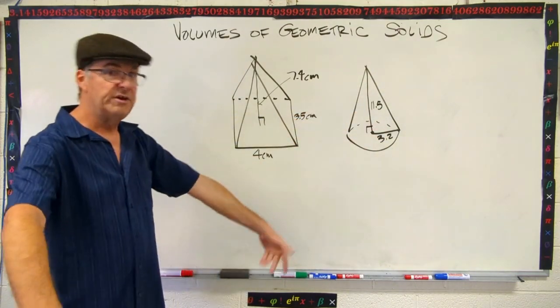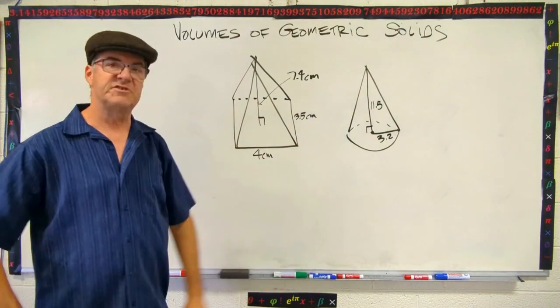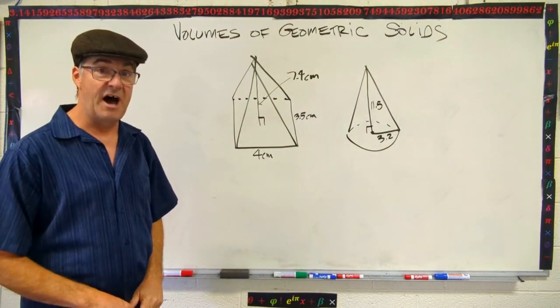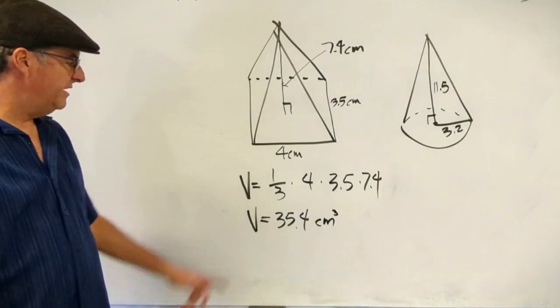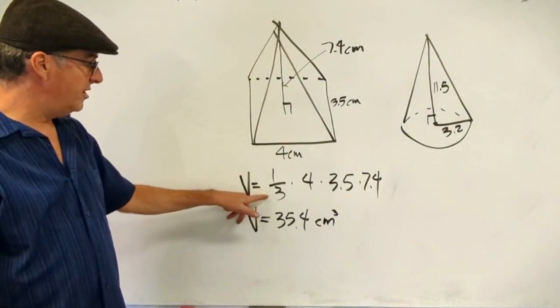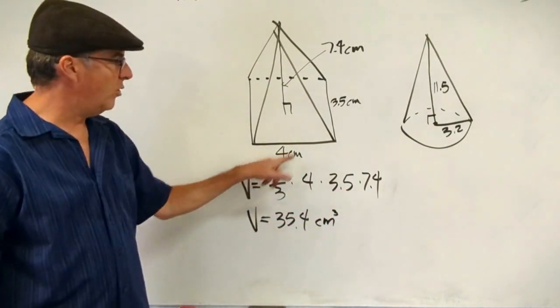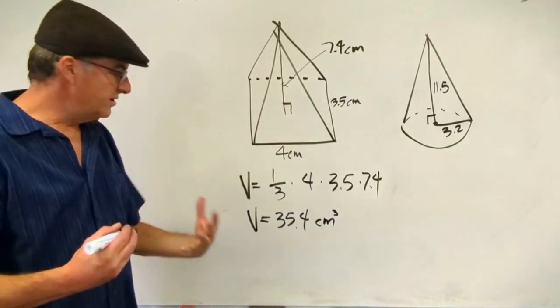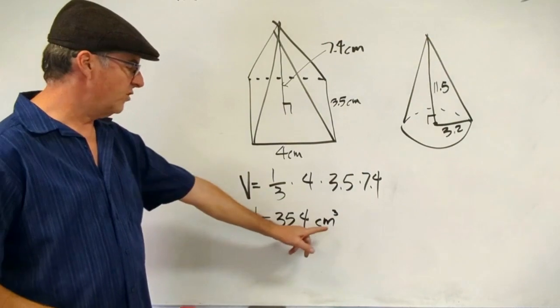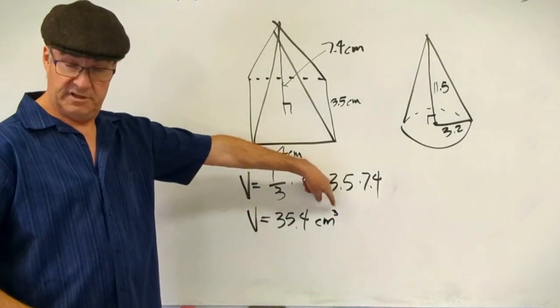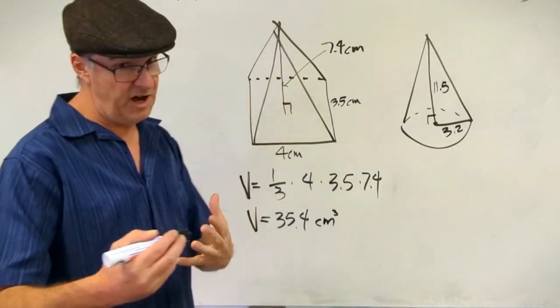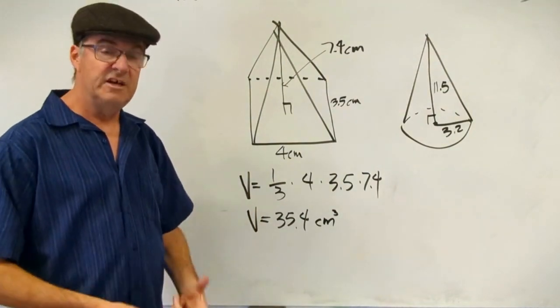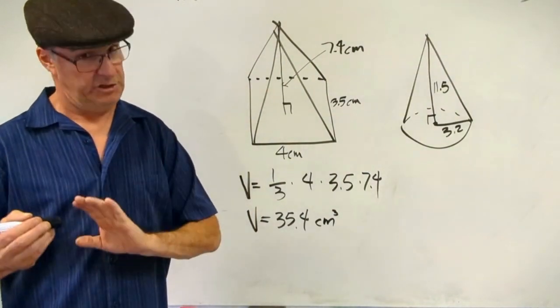If you're feeling bold, pause the video, do both of those calculations. Let's see what you got. All right, straightforward plug in. The volume formula is 1/3 times the area of the base, which is 4 times 3.5, times the height, which is 7.4. Crunch those numbers, and I get 35.4 centimeters cubed. Remember, when you're dealing with volume, it's a cubic quantity, so your units are always cubed.